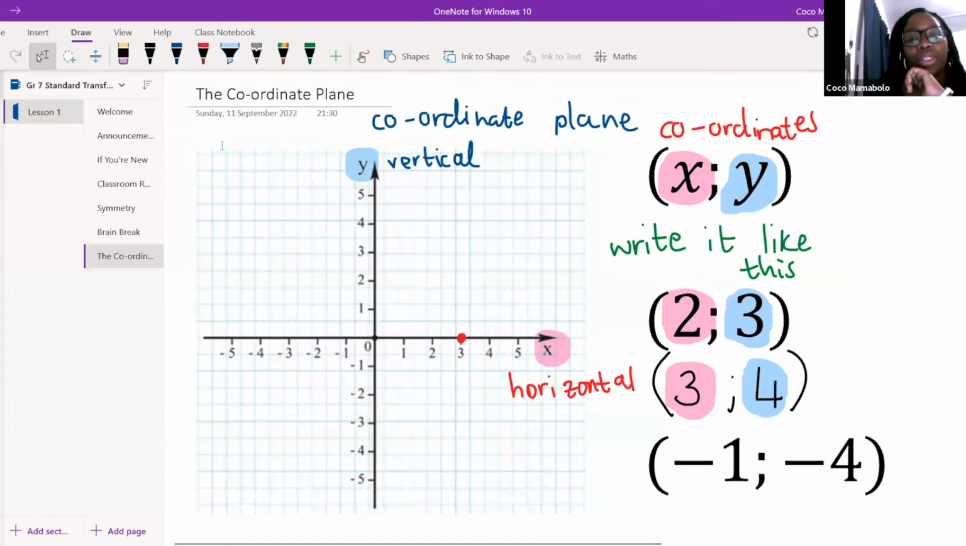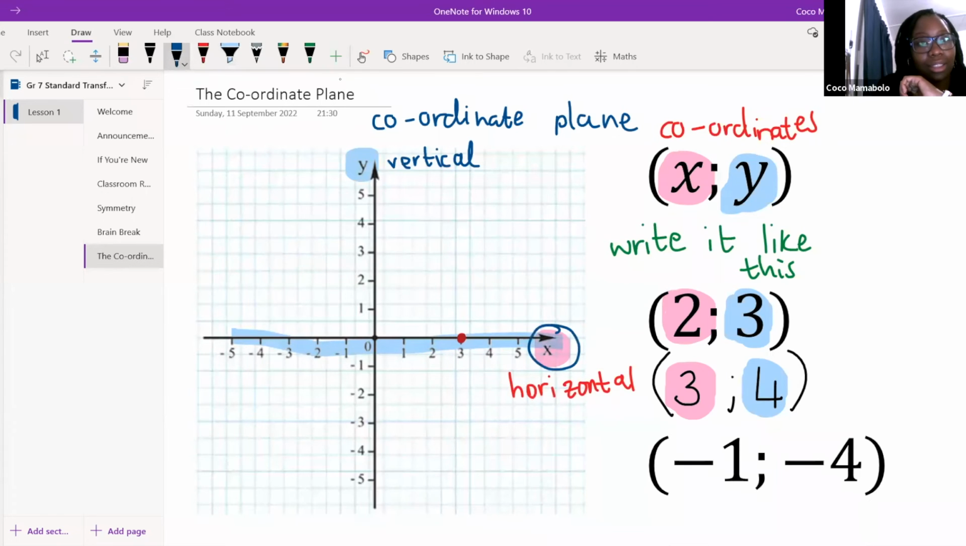Inam says, ma'am, why do you say it's X? Because this line that we're looking at over here is called X. The name of the line is X, and that's why we say it's on the X line. Okay. Then we're going to look for 4 on the Y line.